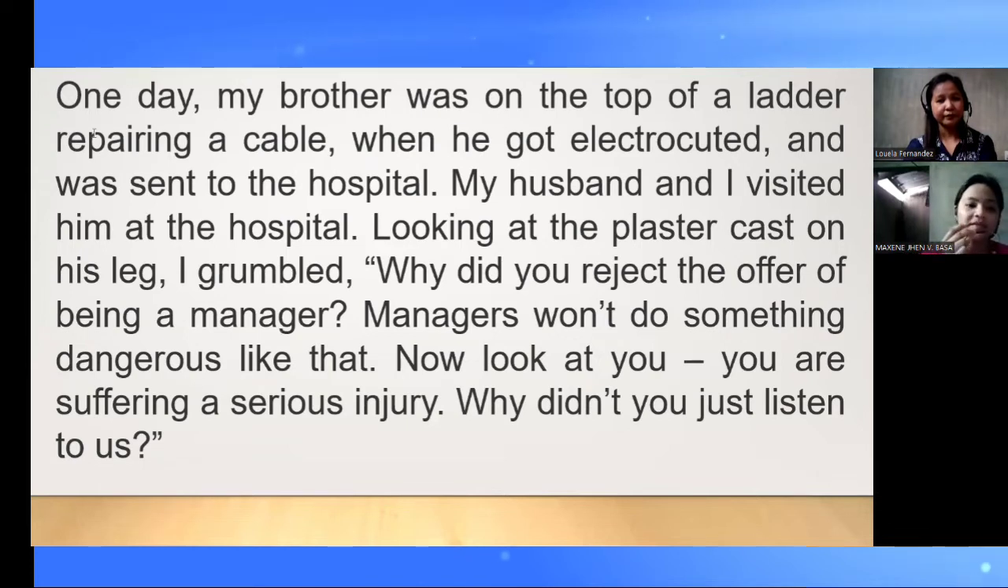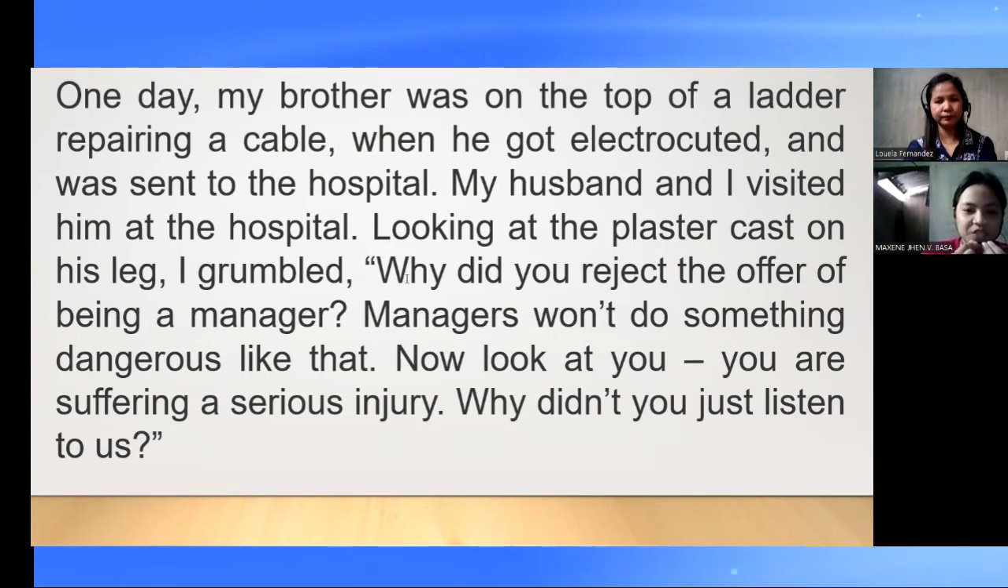One day, my brother was on the top of a ladder, repairing a cable, when he got electrocuted and was sent to the hospital. My husband and I visited him at the hospital. Looking at the plaster cast on his leg, I grumbled.